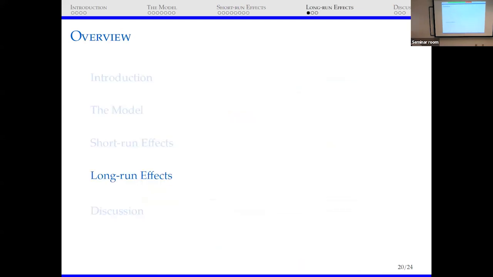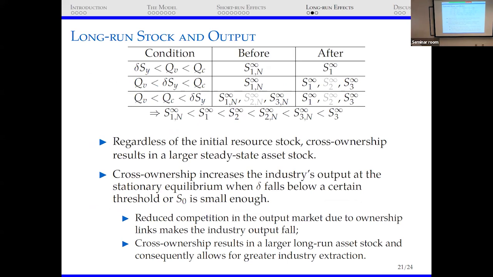Now, if you look at the long-run effects, now that we understand what happens at the beginning of the game or the exercise, everything can be summarized in this table. Here we have some conditions where the outputs with cross ownership and without cross ownership compare with the maximum sustainable yield level of the stock. The only thing here is that delta SY will move, but these two will always stay the same. This is without cross ownership, and this is with cross ownership. What we can take from this table is that the levels of the stock, or the steady state, will always be higher because of the cross ownership.